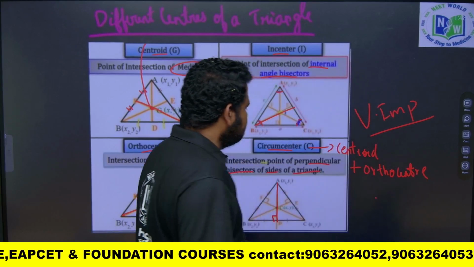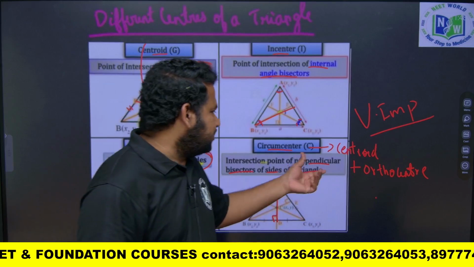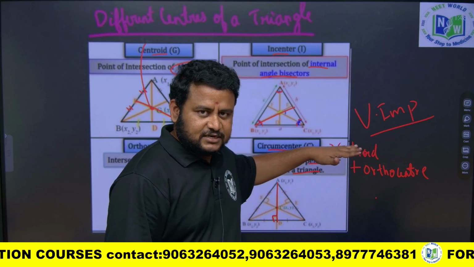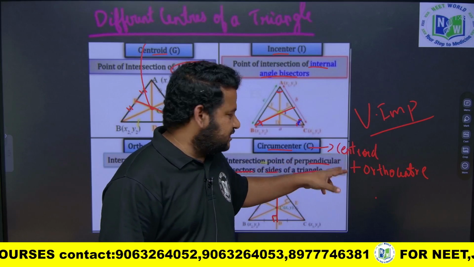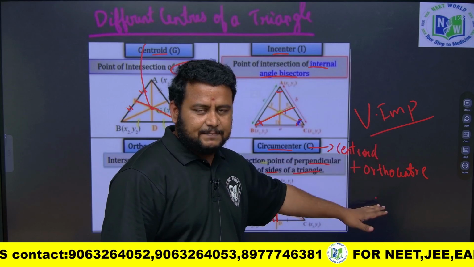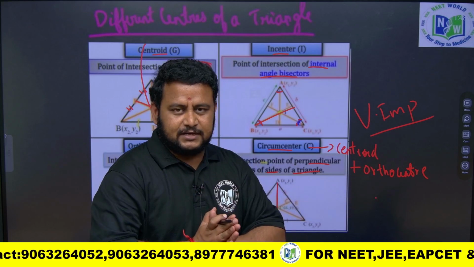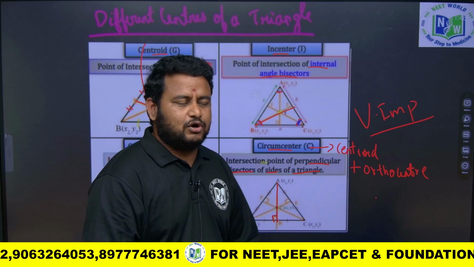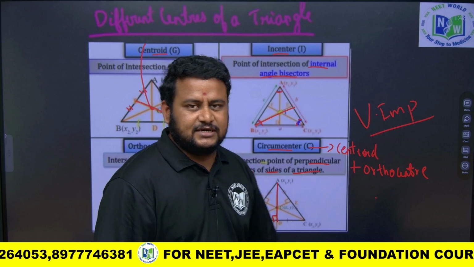Okay. So, circumcenter is a combination of centroid and orthocenter. Centroid means it is dividing, bisecting the opposite side. When it comes to orthocenter, it is a line which is perpendicular to the opposite side. The point of intersection of such lines, which are both perpendicular and bisecting the opposite side, we call it as circumcenter. I hope it is clear.